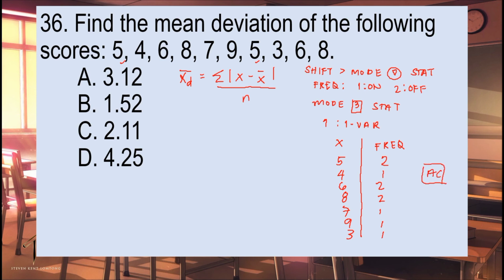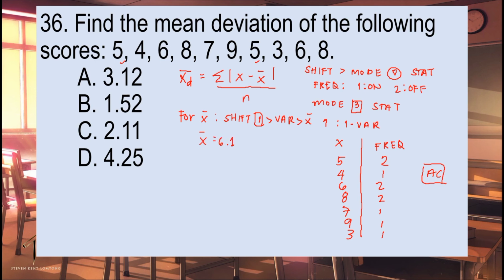And then, ano ba kukunin natin? Pwede na muna natin kunin yung x bar or the mean. So, for x bar, so after nyo i-AC, shift 1, or the shift stat. Then, piliin nyo yung var. Then, piliin nyo yung x bar. Okay? So, yun yung number ito doon. Then, may makuha kayong value. Ang nakuha kong value dyan is 6.1.